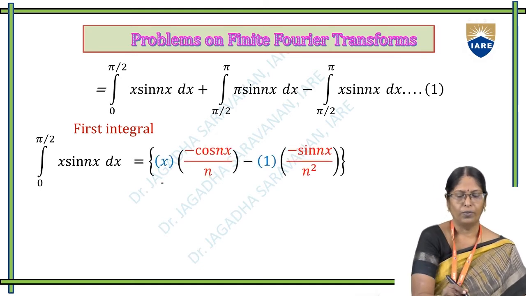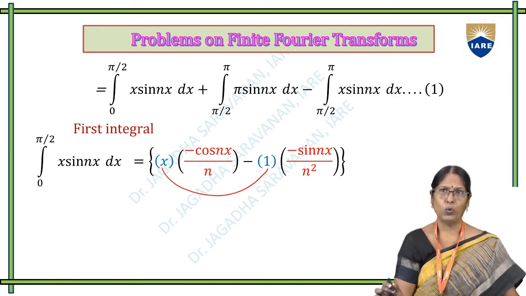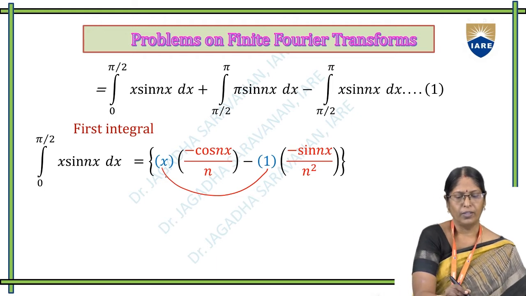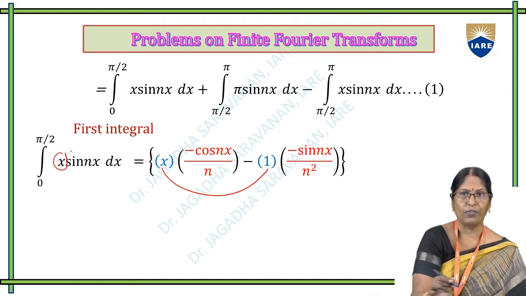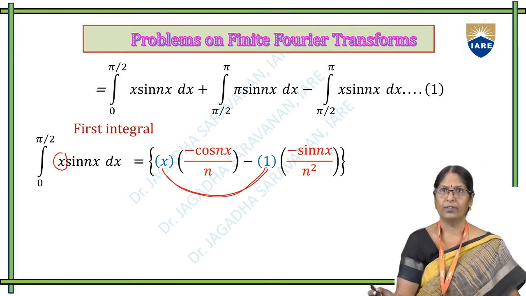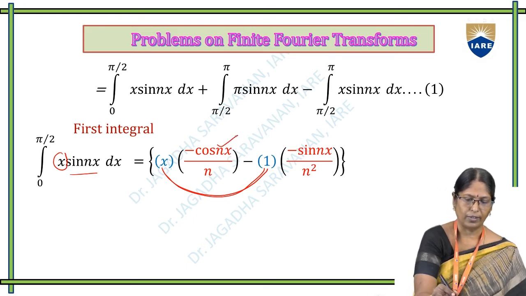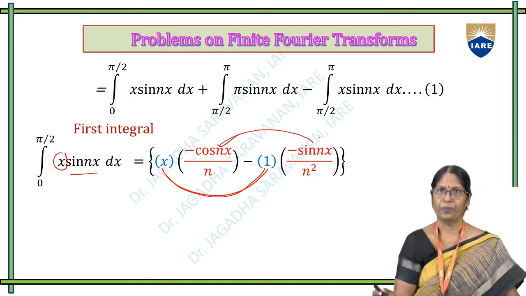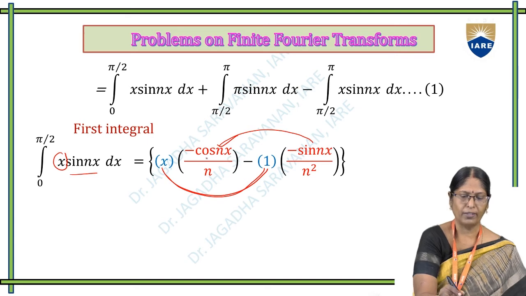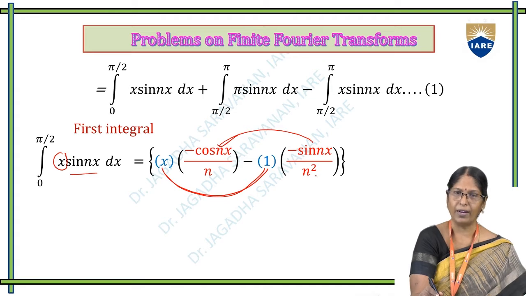Now we can notice the animated one in blue color. This is the algebraic one, x, and its differentiation is here. The sine nx we integrated, so that term is here. Again we integrated and the term is here. Minus is minus, cos integral is sine nx divided by n, but n is already here, so it has become n square.